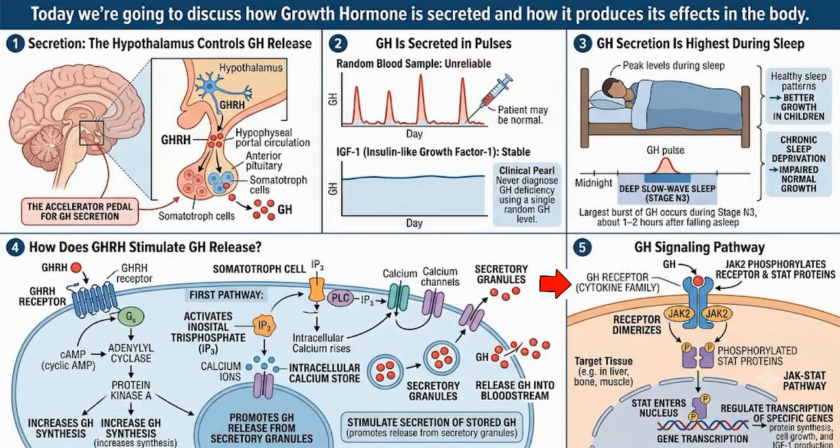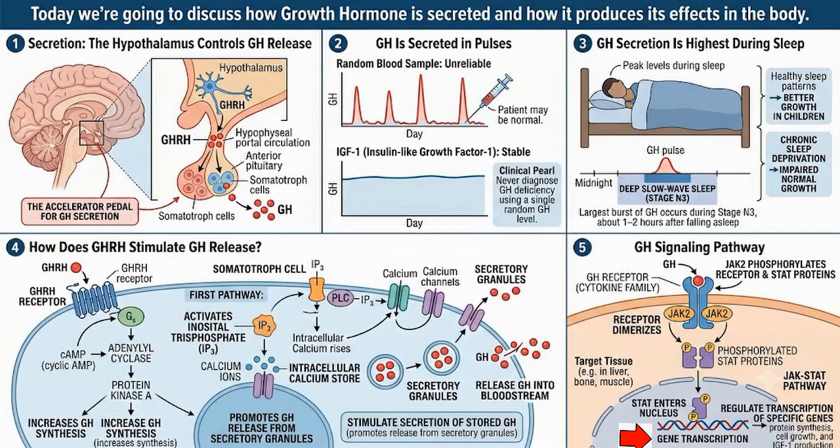Binding of GH causes two receptor molecules to come together, a process called receptor dimerization. This brings together two molecules of an intracellular enzyme called Janus kinase 2, JAK2. Once the receptors dimerize, JAK2 becomes activated and phosphorylates both the receptor itself and proteins called signal transducers and activators of transcription, STATs. The phosphorylated STAT proteins then pair up and move into the nucleus, where they bind to DNA and regulate the transcription of specific genes.